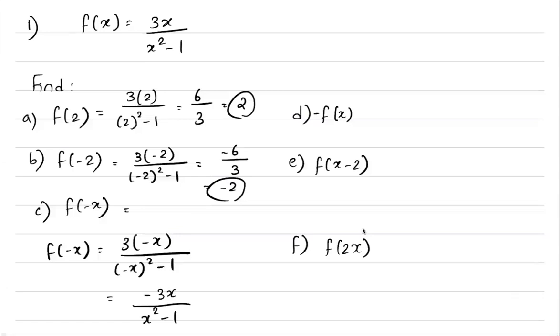Okay. In part D, you are evaluating negative of f of x, meaning the whole expression is getting negated. So when you negate a fraction, don't apply the negative sign to both the numerator and denominator. Choose which one you're going to do. So I'm going to apply it to the numerator. So I have -3x over x squared minus 1.